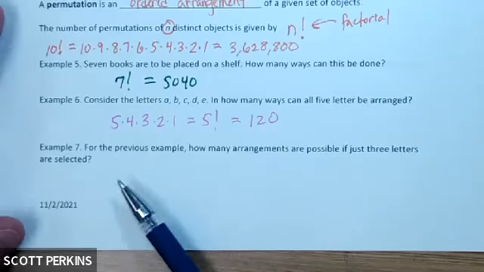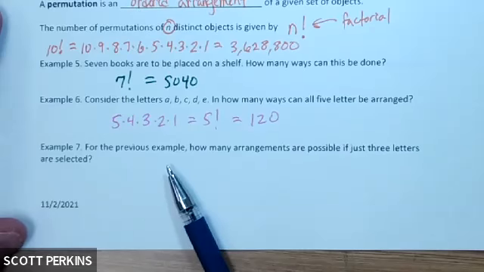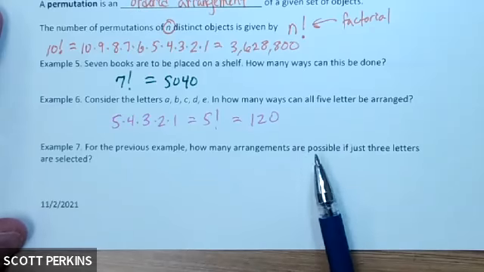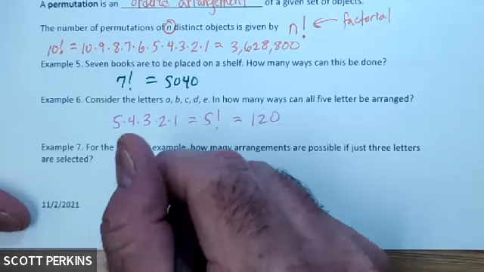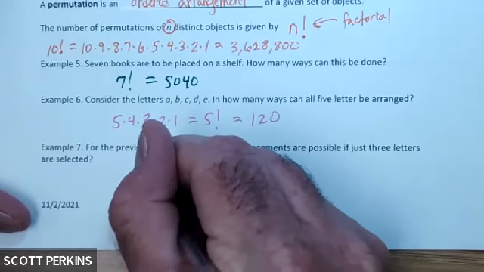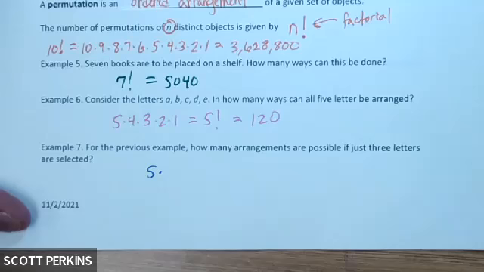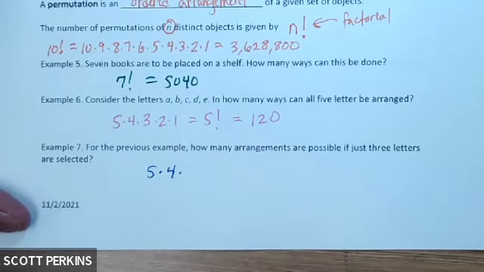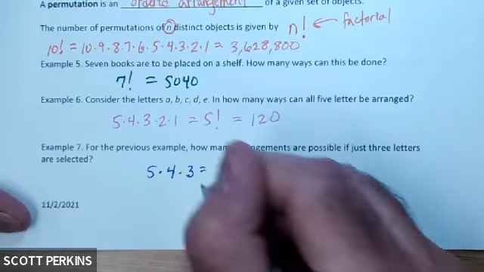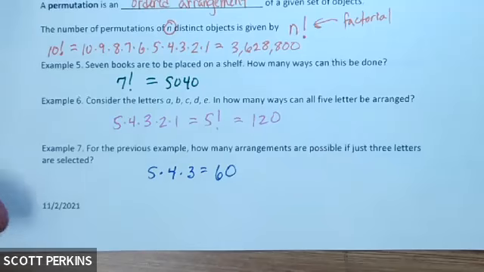Example 7 says, for the previous example, how many arrangements are possible if I use 3 letters? Well, it's just the counting principle. How many options are there for the first letter? 5. How many options are there for the second letter? And then finally for the third letter. So there are 60 options.